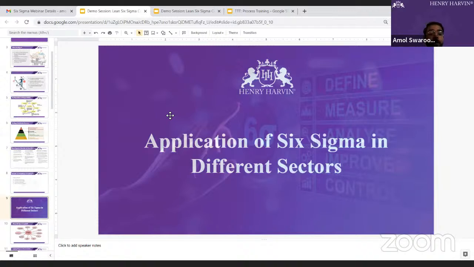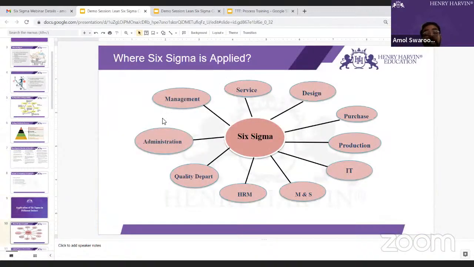Now, as I said, application of Six Sigma in different sectors. As I already told you, Six Sigma can be applied in so many different fields: service industry, design, purchase, production, IT, M&S, HRM, quality, administration. Now, why is it so? As I told you, this is just a concept, a procedure to be followed. See, there's nothing which is perfect, right? Certainly, we always have some scope of improvement. Whenever there is scope of improvement in an industry, we can apply Six Sigma thoroughly, right? That is the whole concept.